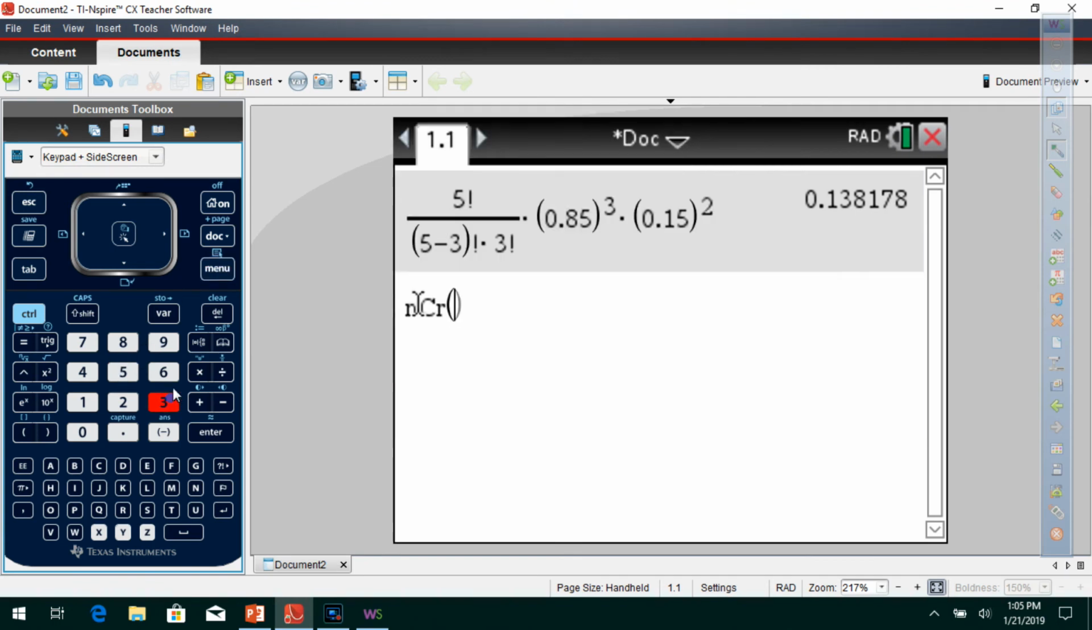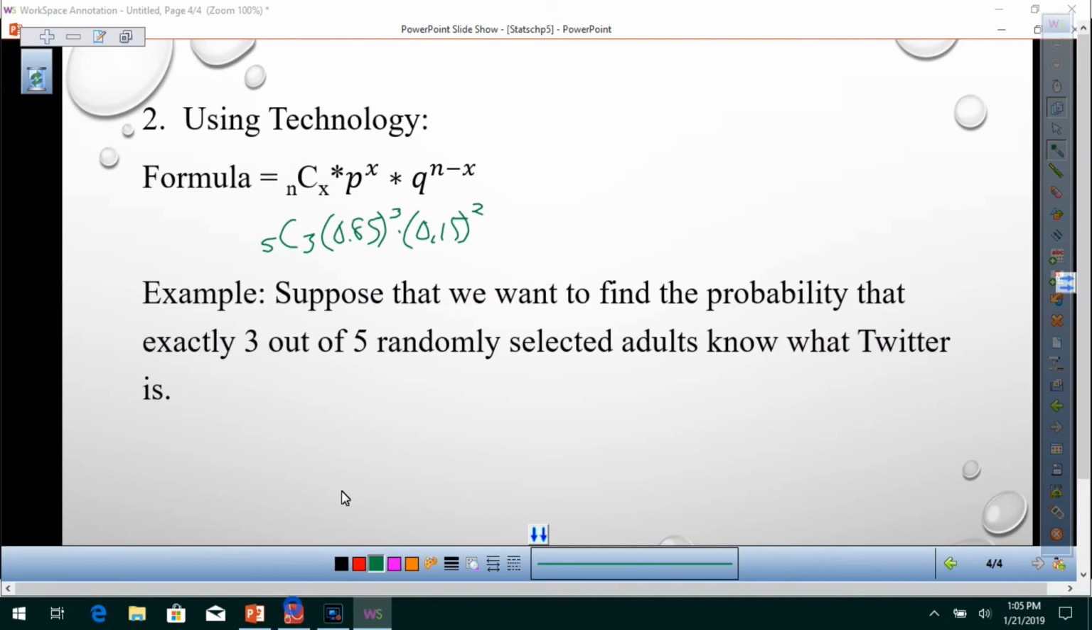Menu 5 3, and then we get 5 comma 3 close parentheses times open parentheses 0.85 caret 3 times 0.15 close parentheses squared, and we get the same exact answer. Equals 0.138.